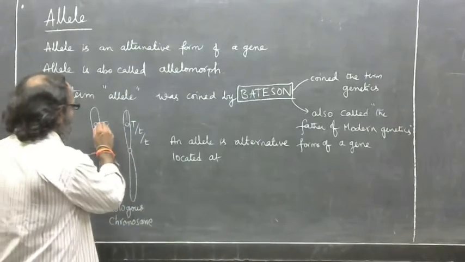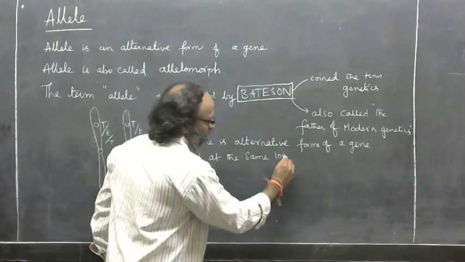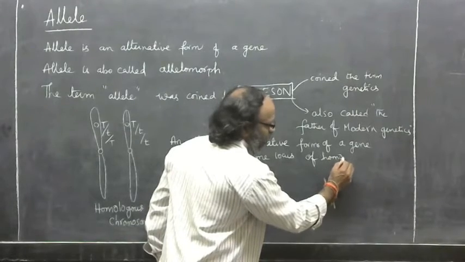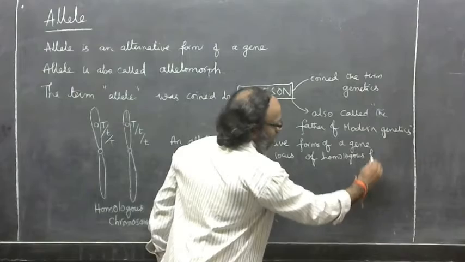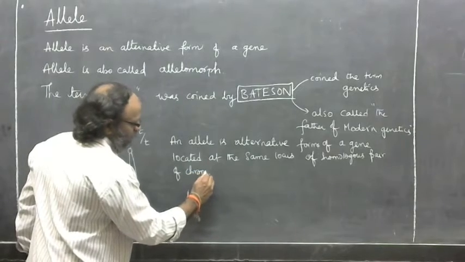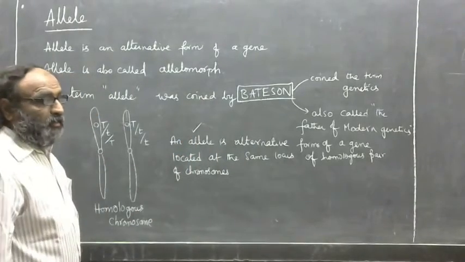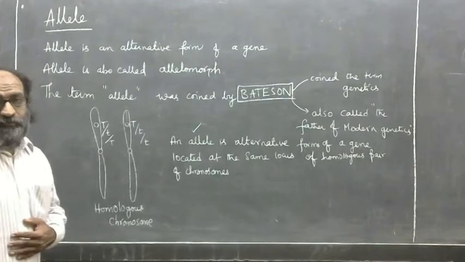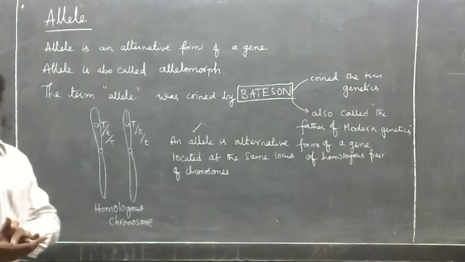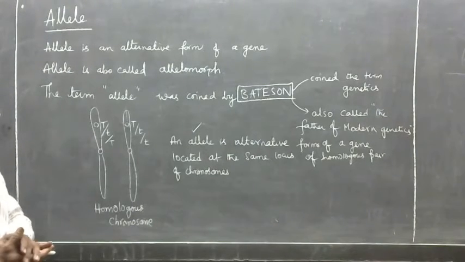At the same locus of homologous chromosomes. Homologous means structurally similar. Homologous pair of chromosomes. So that is an allele. An allele is also called allelomorph, and an allele is the alternative forms of a gene located at the same locus on homologous pair of chromosomes.